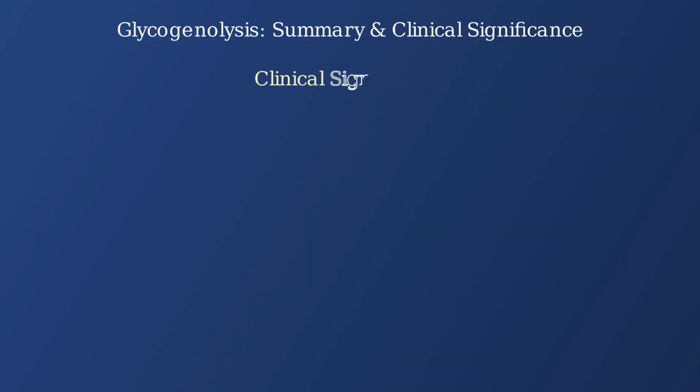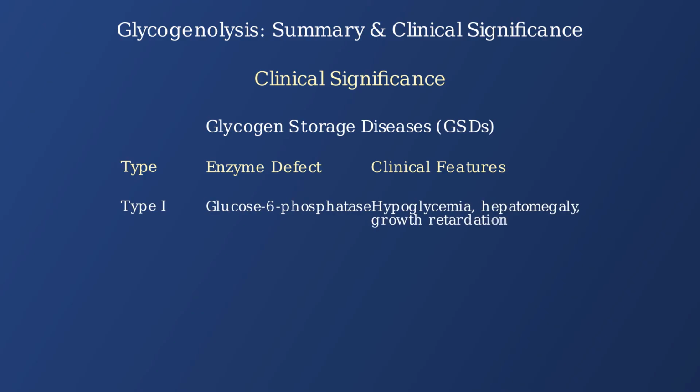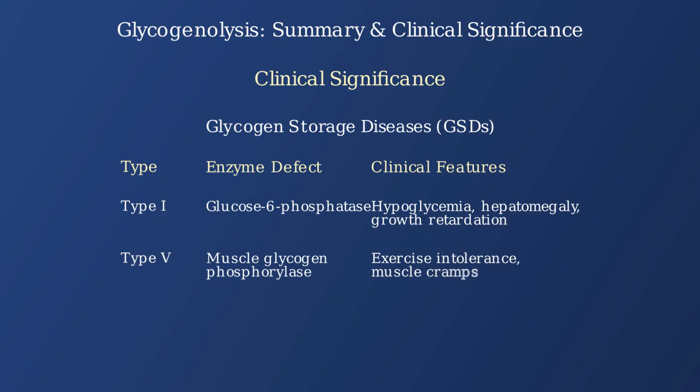The clinical significance of glycogenolysis is most evident in glycogen storage diseases, where genetic enzyme deficiencies disrupt the normal breakdown of glycogen. Type 1 GSD, or von Gierke disease, involves glucose 6-phosphatase deficiency, preventing liver glucose release. This causes severe hypoglycemia, hepatomegaly, and growth retardation. Type V GSD, or McArdle disease, involves muscle glycogen phosphorylase deficiency, causing exercise intolerance and muscle cramps because muscle cells cannot use their glycogen stores during activity.